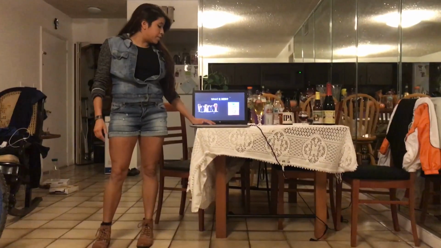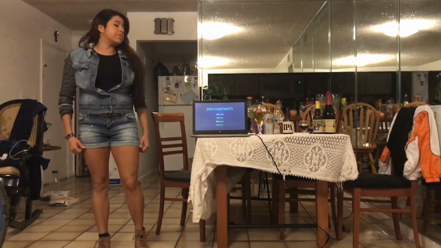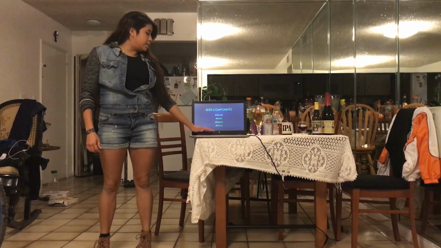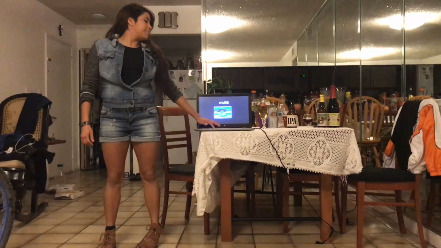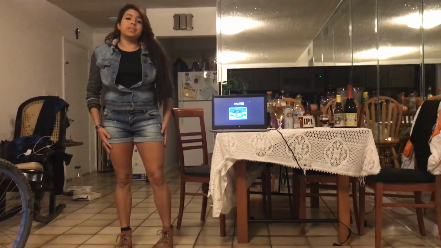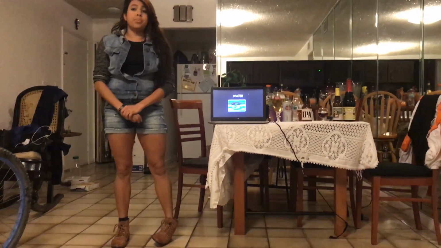So we're gonna start off with the components of beer. Beer is basically made up of water, hops, barley, and yeast. And we're gonna start with water. Water makes up 90% of beer, and it is what we use to dilute, filter, and boil the beer.